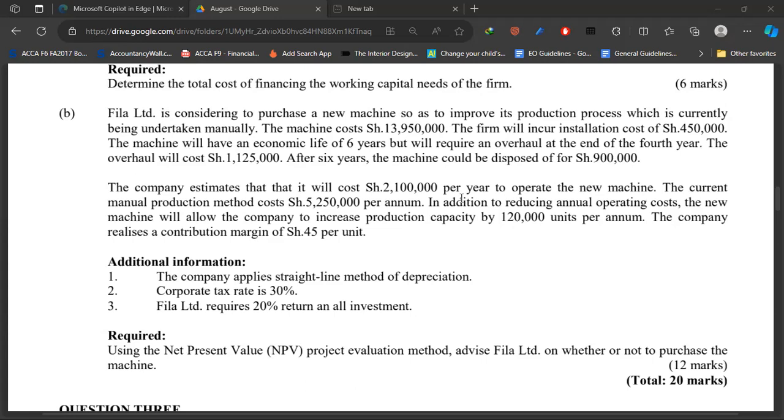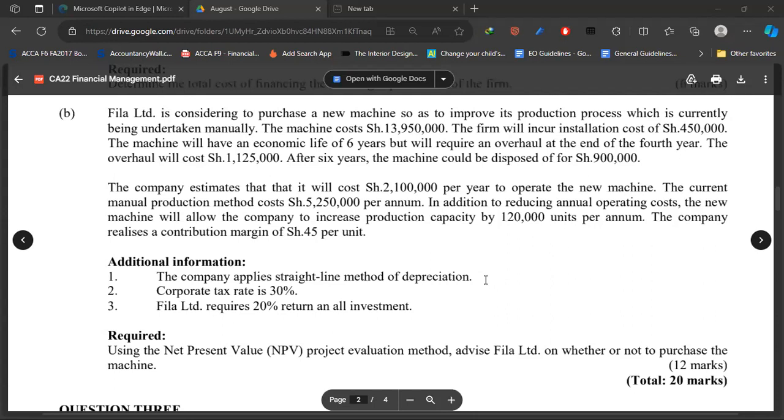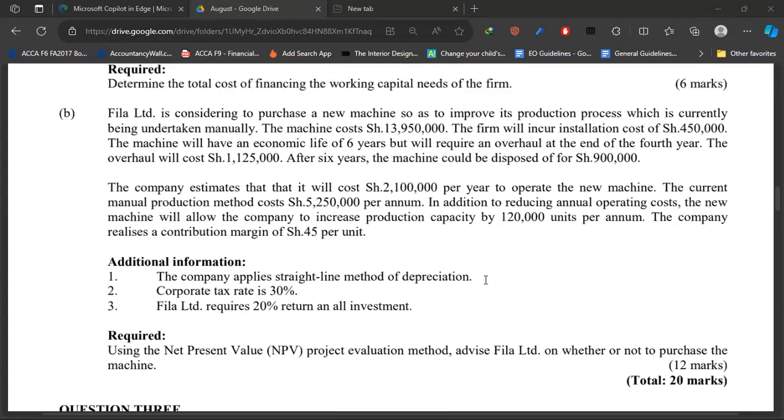But when I look at the question, it discusses much about how I can get the NPV, and how I can be in a position to advise the company. In that case, I just want to provide the solution to the question here very quickly, because I just want to finish up with capital budgeting.